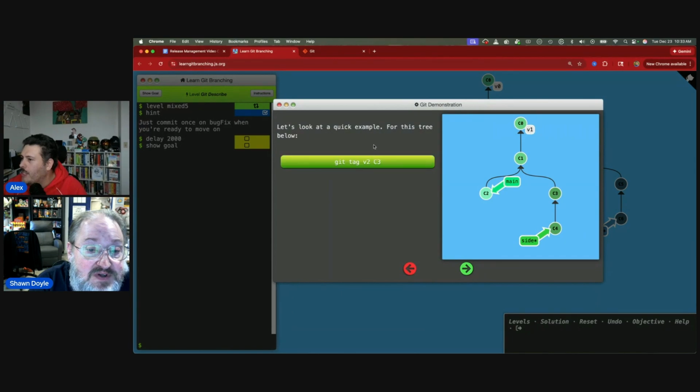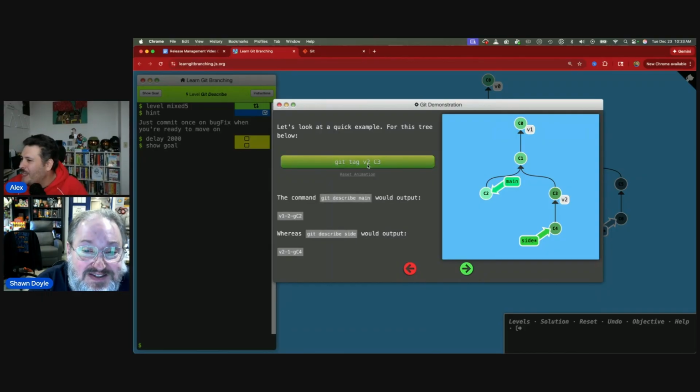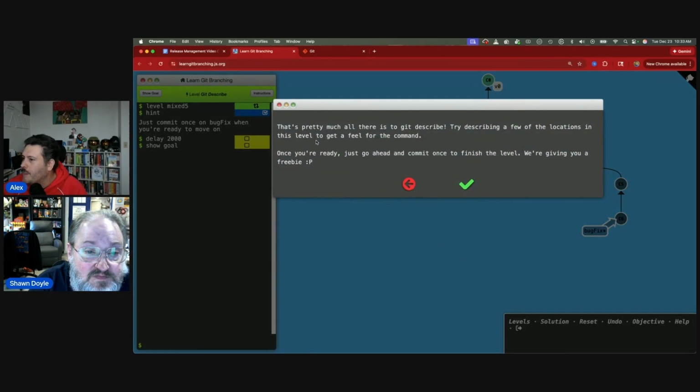All right, well, let's look at it. So we're going to git tag, the name of the tag, and then the commit you're putting it on. Yes. The command git describe main would output B1G. Okay, so then we tag it and then we just call it. That is what it looks like. Pretty much all there is to git describe.